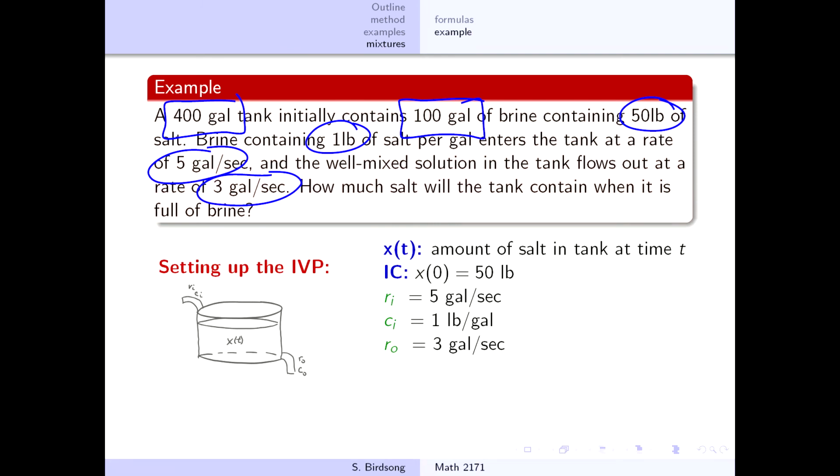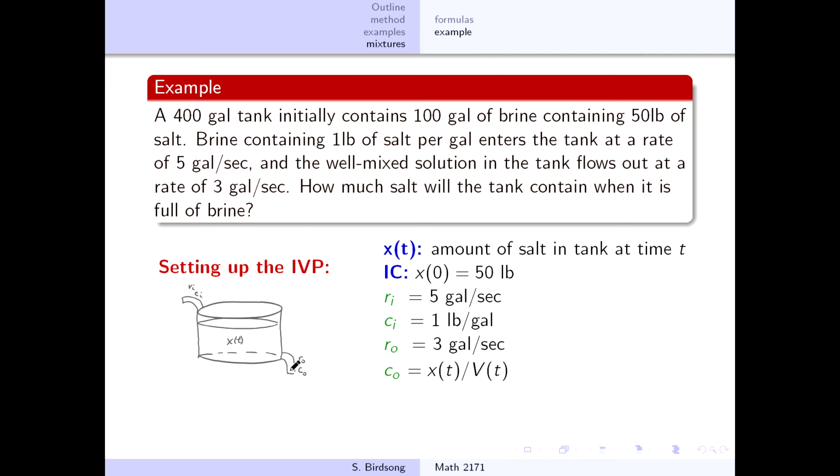That 100 gallons is going to be your initial volume, so V of 0. And the 400 gallons of tank is going to tell you when you're full. So we want to find the time when volume is 400. Okay, so let's go ahead and finish this off in terms of the things that we can grab.